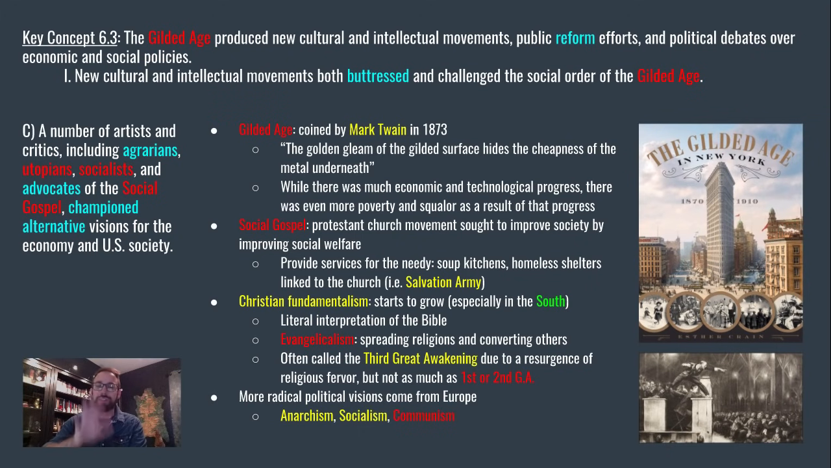Just know for now that these movements are alternate political visions that got a lot of pushback and resistance in America, and they're all reactions to the excesses of the Gilded Age, where we get a big separation in the income gap. The wealthy are very wealthy, the poor are very poor, and there is a middle class, but there's a vast sort of divide between them. All right, and there we are.